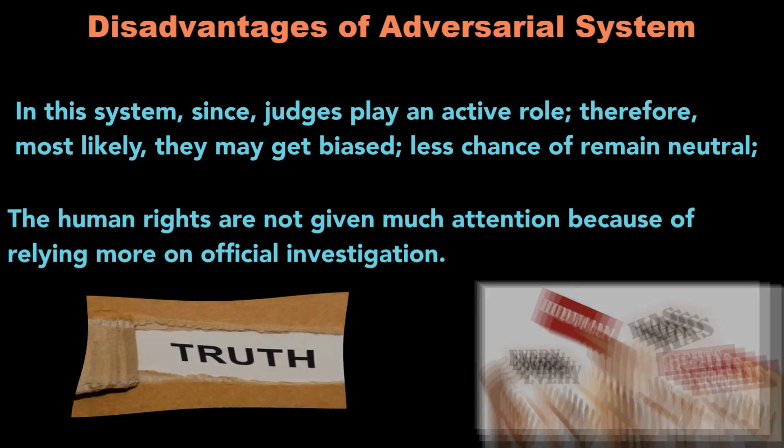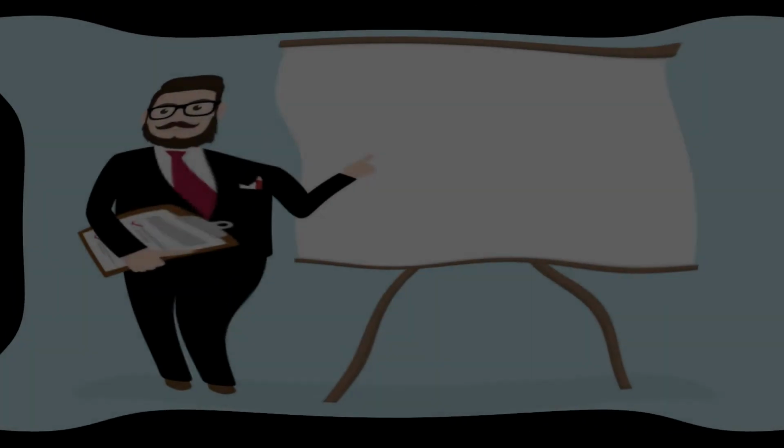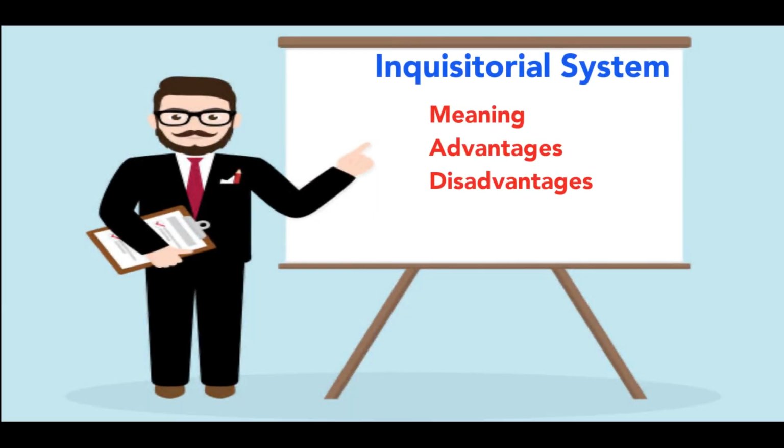So this is all about the adversarial system and the inquisitorial system. I believe you must have understood, so you can see both the videos one after another. But I suggest first see the first video and then the second video.